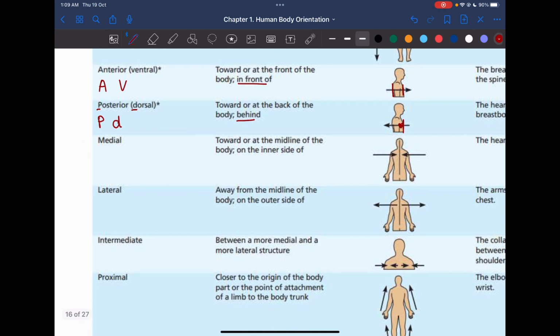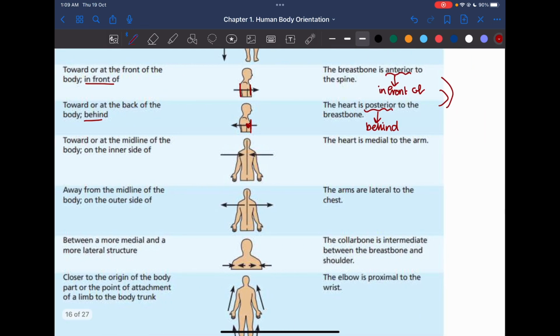Okay, here, medial. Medial: toward or at the midline of the body, or on the inner side, which means anything in the middle. Basically referring to the middle. Anything that's more in the middle of the body. I'm talking about the body itself, the whole thing. It's medial.